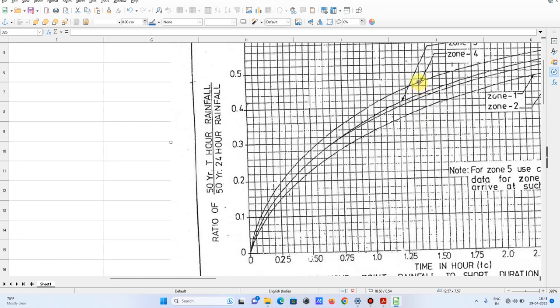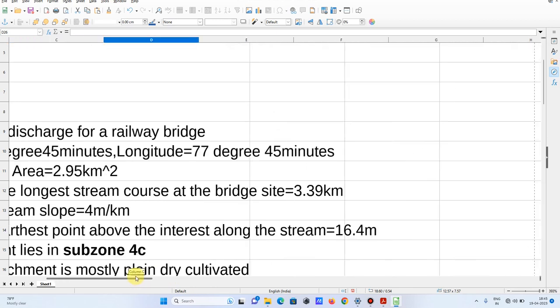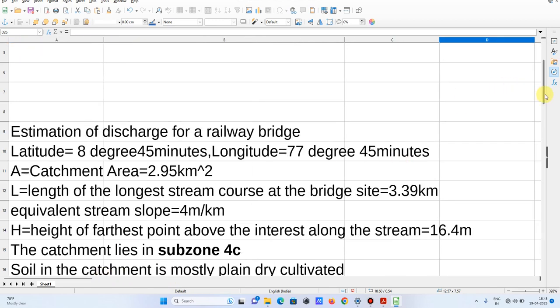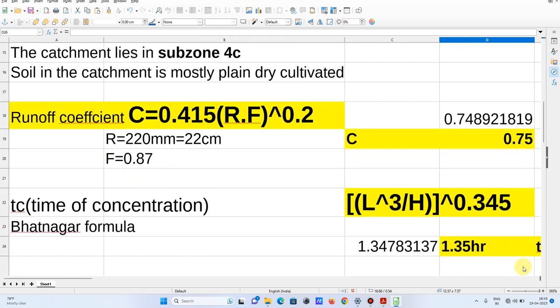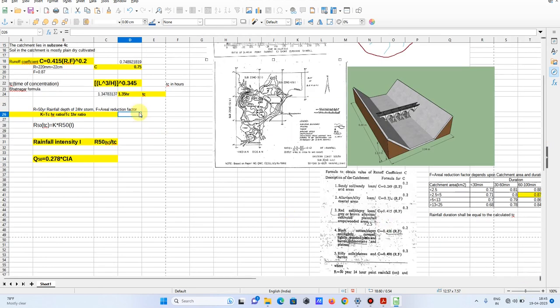Zone 4, it is coming around here. It is coming around 0.46, I can say 0.47, 0.465 approximately. I'll consider it as 0.465. So 0.465 will be my TC hour ratio for the 1.35 TC hour.